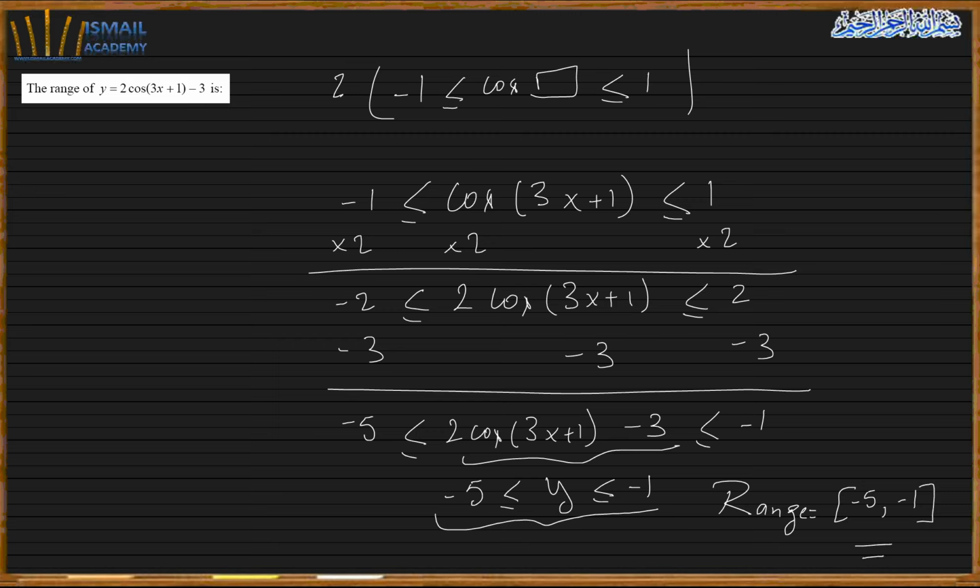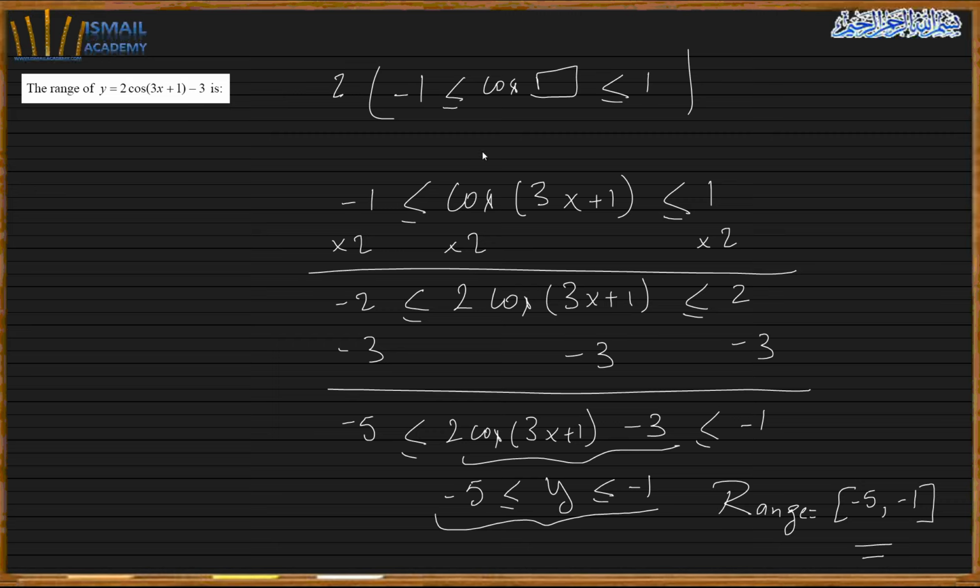I hope it's clear. You can do the same idea with sine, but don't do it with tangent and cotangent, because tangent and cotangent have a range of all numbers from minus infinity to infinity. For sine and cosine, you can use the same concept. So put sine between minus 1 and 1 and use the order of operations to get to the range. Order starts with multiplication. If I have multiplication, do multiplication.